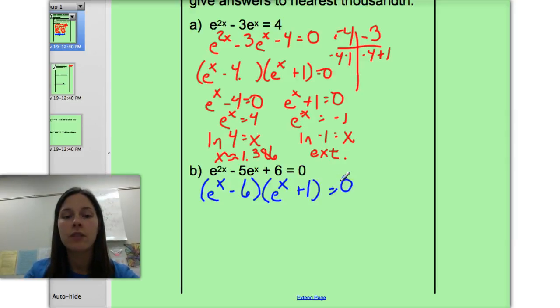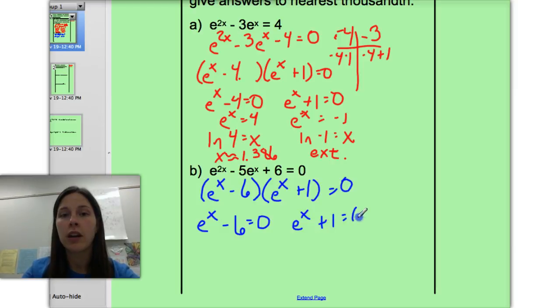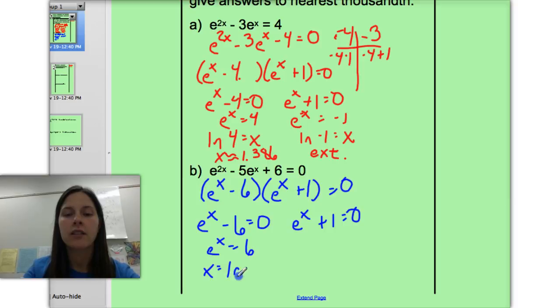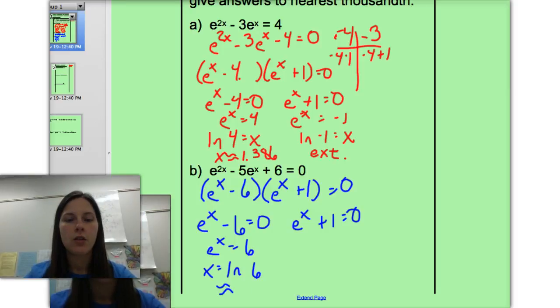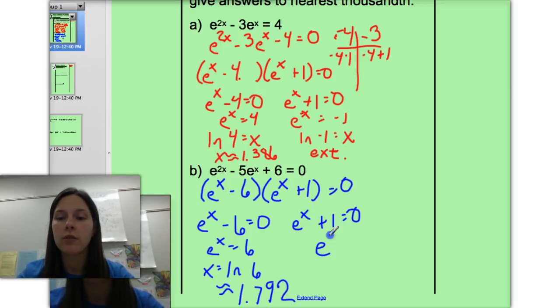Alright, so setting each of these equal to 0 again, we have e to the x minus 6 equals 0, or e to the x plus 1 equals 0, and hopefully you recognize that one already. Adding 6 to both sides on this first one, and taking the natural log of both sides, we get x equals the natural log of 6, or approximately 1.792. And the second one, of course, when we subtract 1 from both sides and take the natural log of negative 1, we get another extraneous solution. It's outside the domain of the log function.